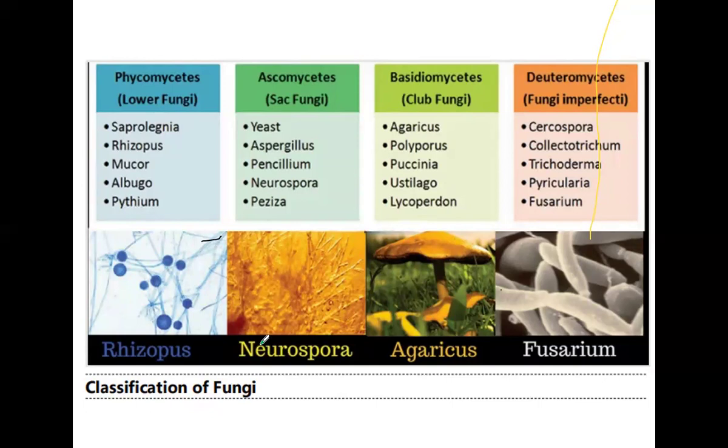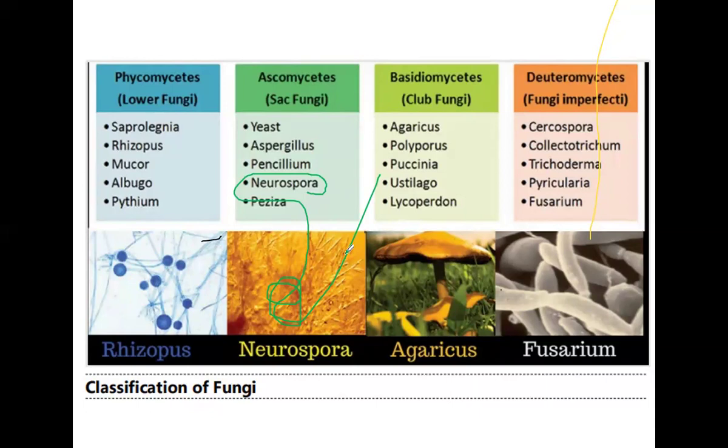Which fungi is used in genetic study or molecular study, which group of fungi, which fungi? That is Neurospora crassa. We are using Neurospora as a genetic experimental organism, like Drosophila in the animals. Drosophila we are using as a genetic experimental organism.